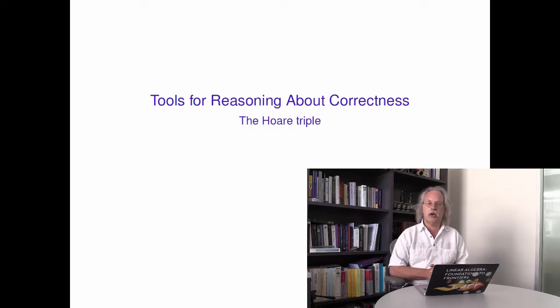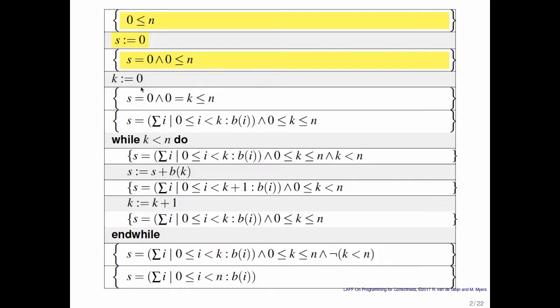In this section we're going to talk about tools for reasoning about the correctness of programs. Let's look at the program about which we reasoned in the launch. What do we have here? Well, in the yellow boxes we have that we start in a state where 0 is less than or equal to n, and if we then set s equal to 0, we end up in a state where s is equal to 0 and 0 is less than or equal to n.